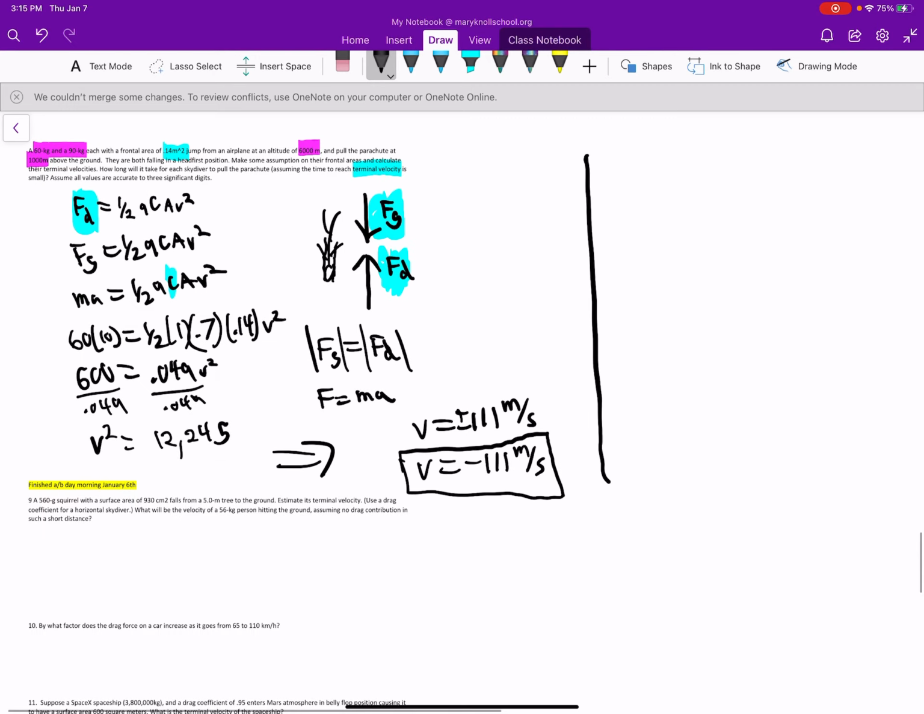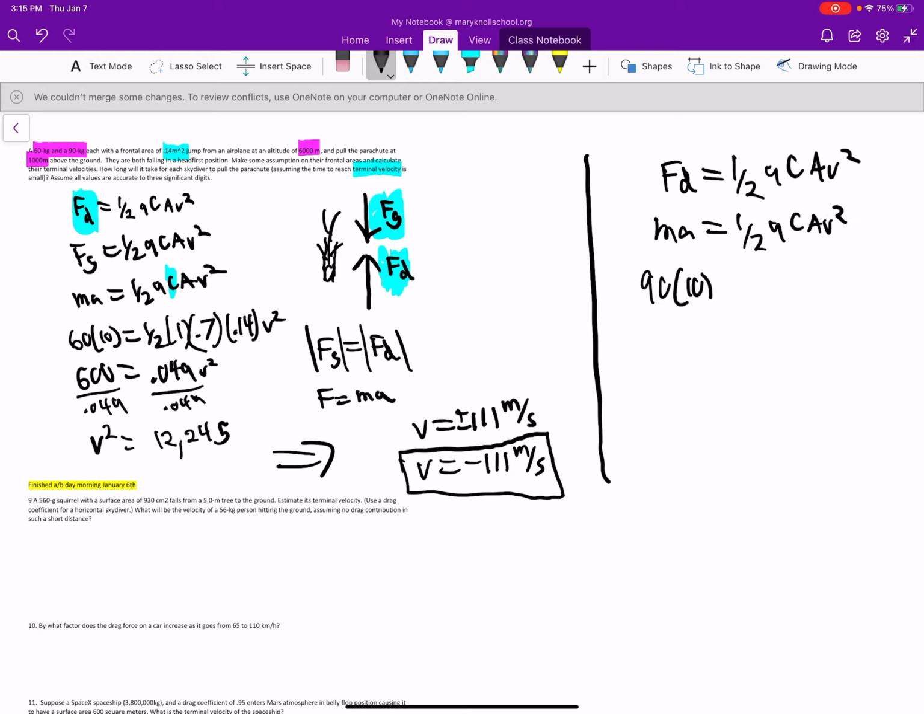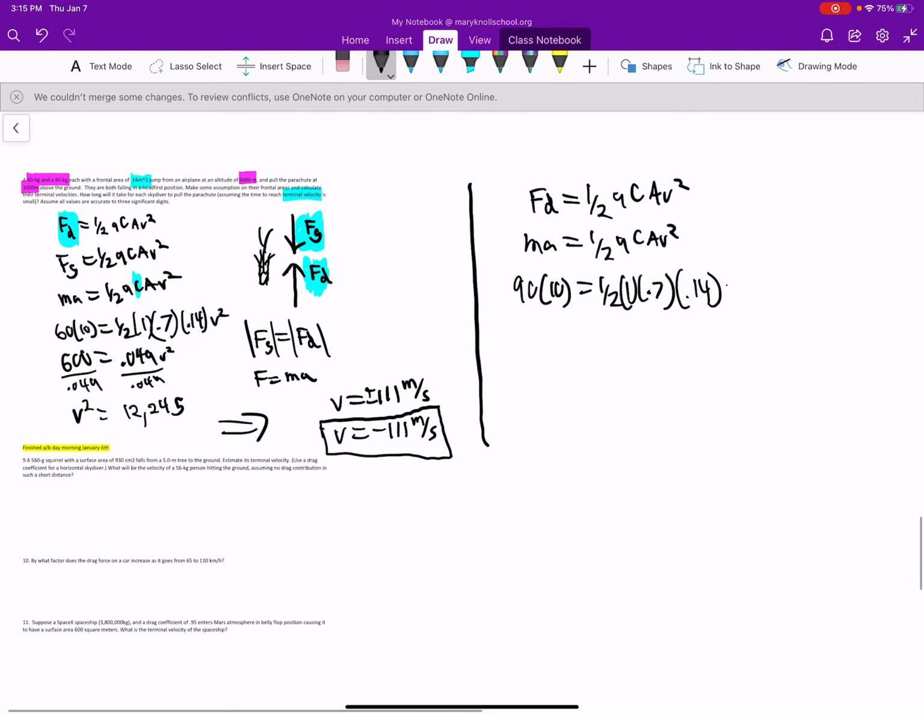So right here we end up with force of drag equals 1/2 rho C A v squared. That's going to be mass times acceleration equals 1/2 rho C A v squared. The mass is 90, acceleration due to gravity is 10. We get 1/2 rho, it's on Earth. C, it's a skydiver going head first or foot first, it's about the same thing, so we get a 0.7 again. So it looks like that's all the same so far. And then A, that's 0.14 because it says they have the same surface area. And then we get a v squared.